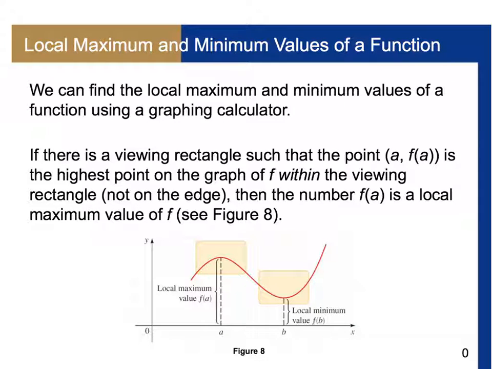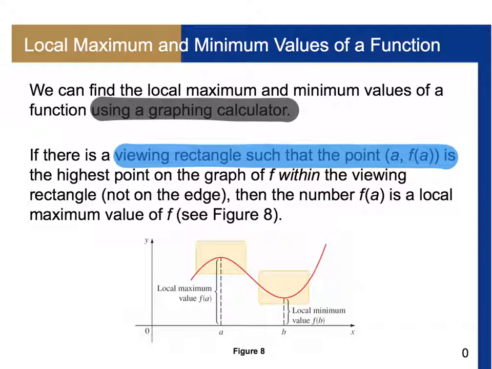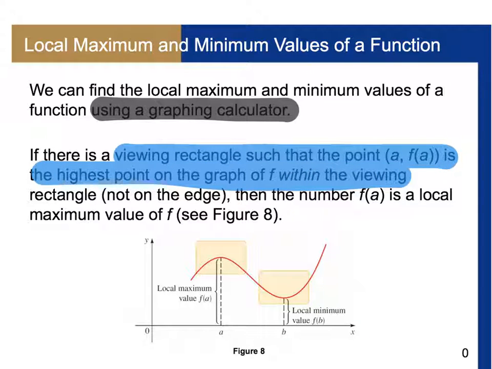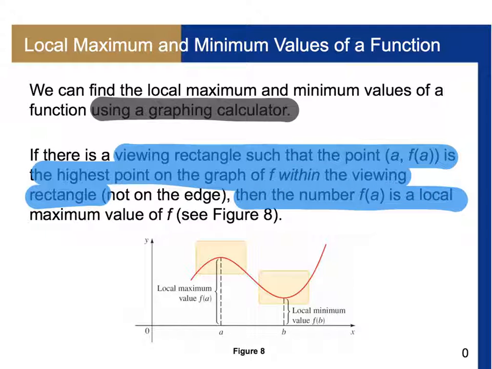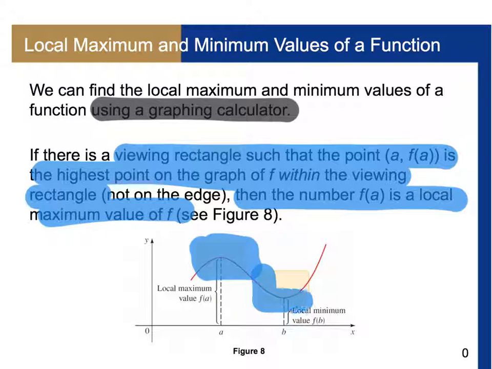And this is just reiterating that we can find these using a graphing calculator. We could use a viewing rectangle such that the point (A, f of A) is the highest point on the graph of f within the viewing rectangle. Then that number is a local maximum. If we're doing this as our viewing rectangle, then the local maximum would be at A there. If we're doing our viewing rectangle here, then our local minimum would be at B there. We're just zooming in on parts of the graph to find the local minimum and local maximum.